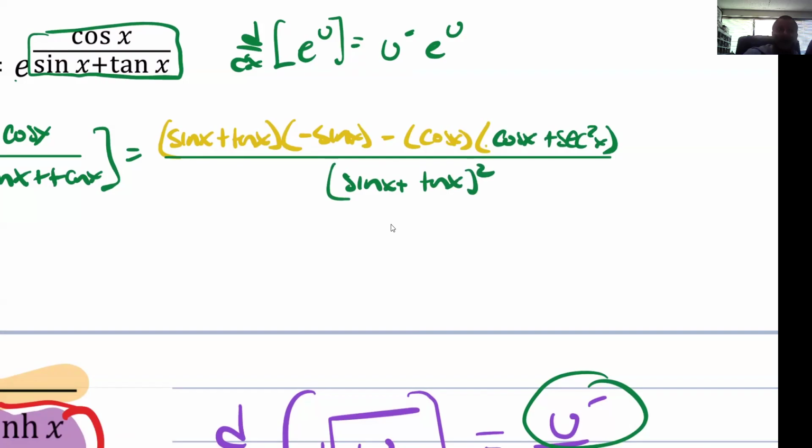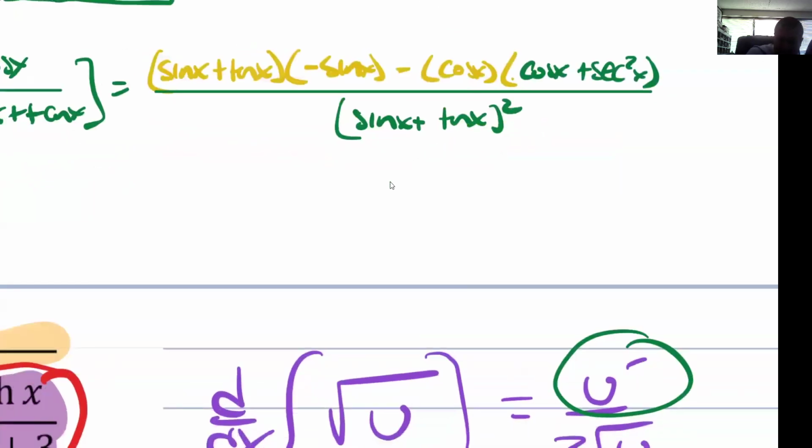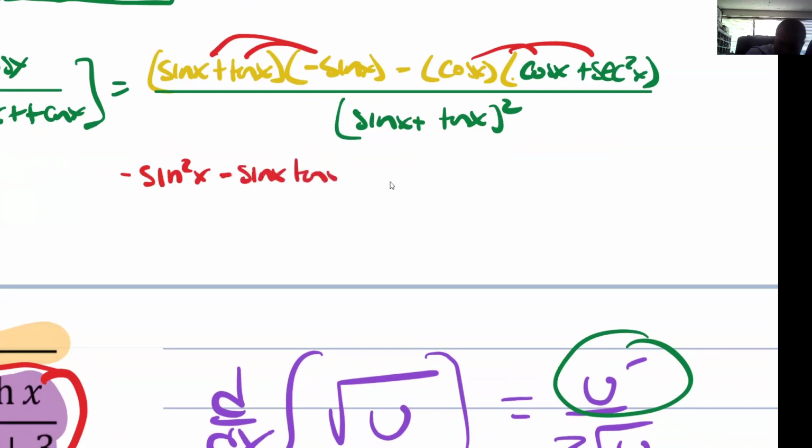We can definitely clean some things up in here if we really wanted to. And you know what? I might do that, because if you've been watching this long, it's because you have a love for math. So I would get a negative sine squared of x, minus the sine of x tan of x, negative cos, that's going to be a minus cosine squared of x, minus the cosine of x times secant squared of x.